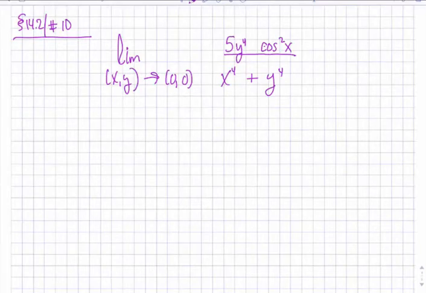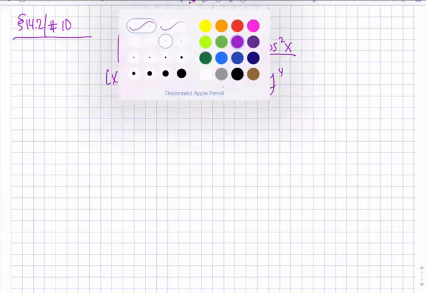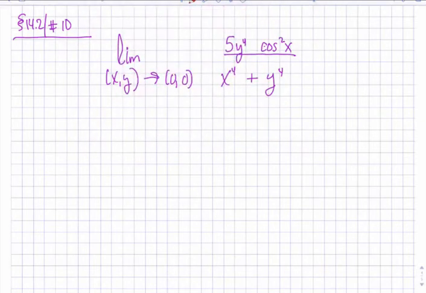Okay, let's investigate this limit from the textbook. First, let's begin by looking at the individual terms. As x and y each approach 0, 5y to the fourth approaches 0. X goes to 0, so cosine 0 is 1. That's a continuous function. X to the fourth goes to 0, and y to the fourth goes to 0. So altogether, our numerator is going to 0, and our denominator is going to 0. That's why we have to look closer with this indeterminate form.